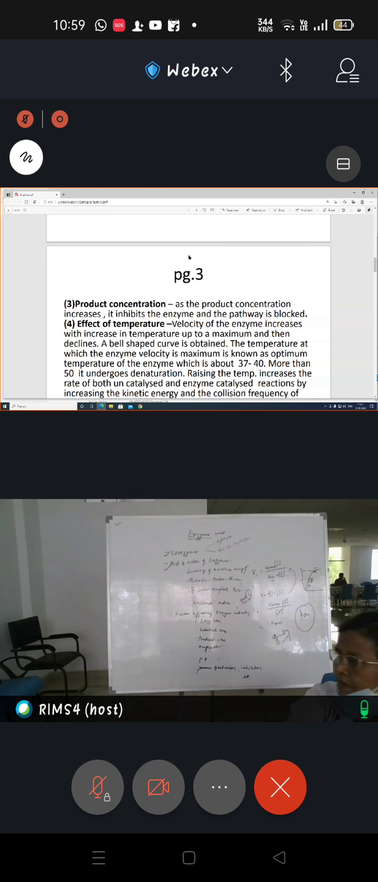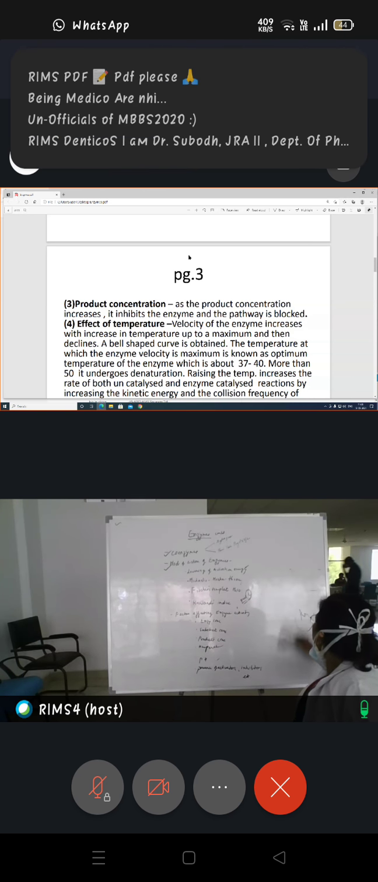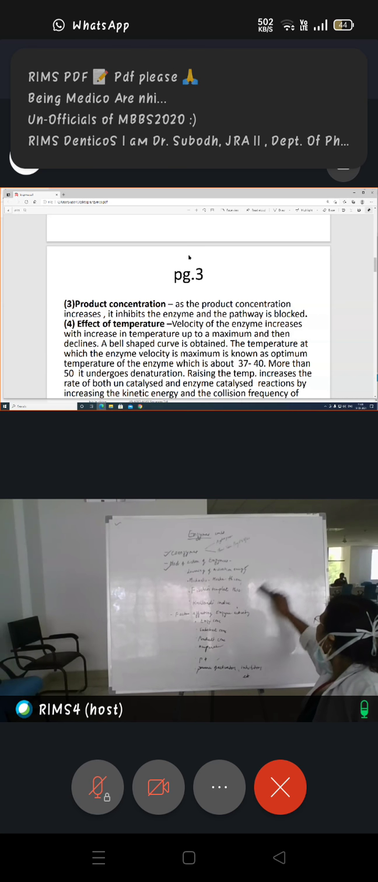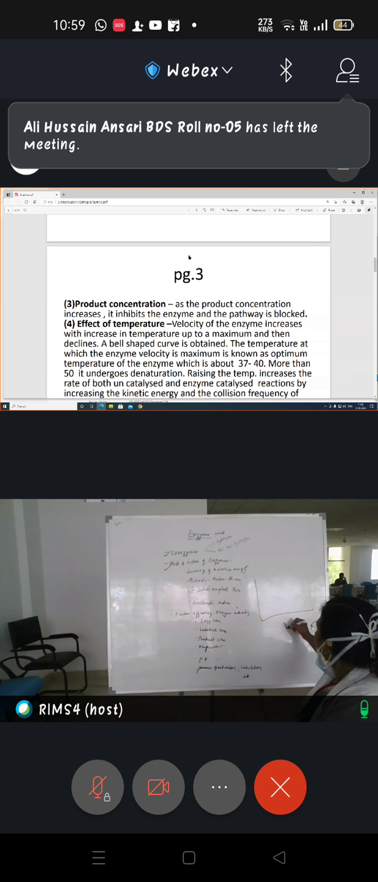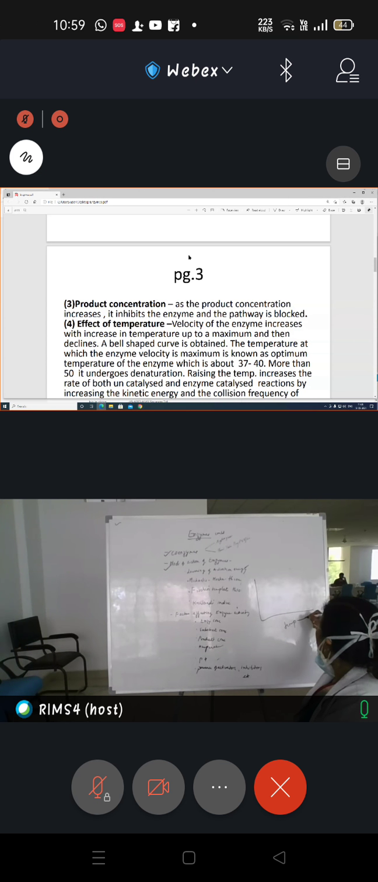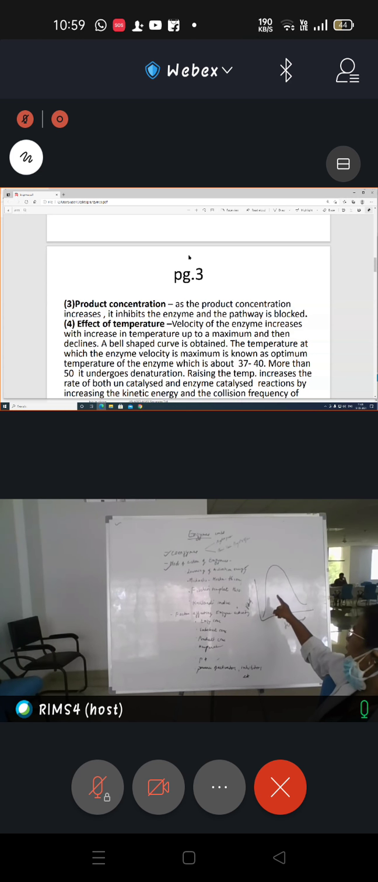Then what is the effect of temperature? The graph is plotted with temperature against velocity, and it is bell-shaped. So what is happening? Velocity increases up to a particular optimal temperature.